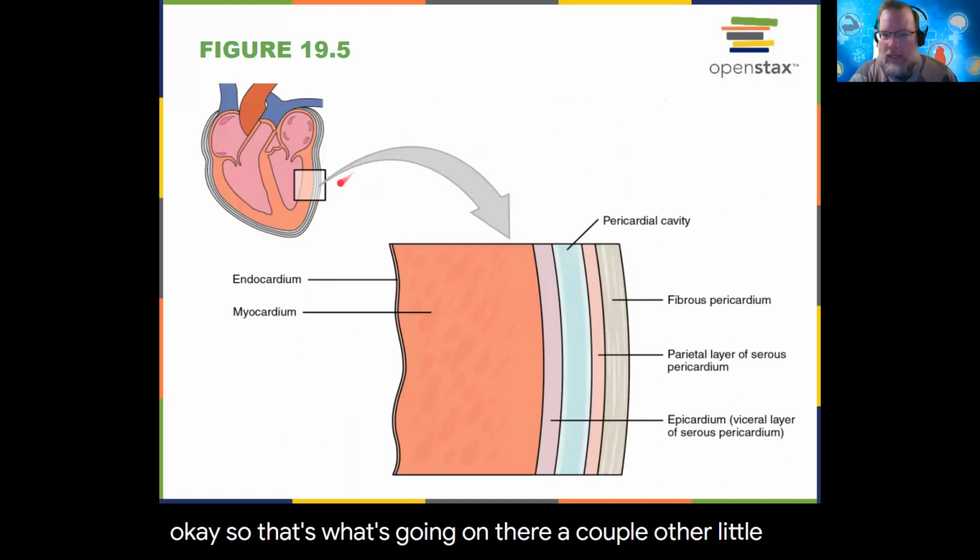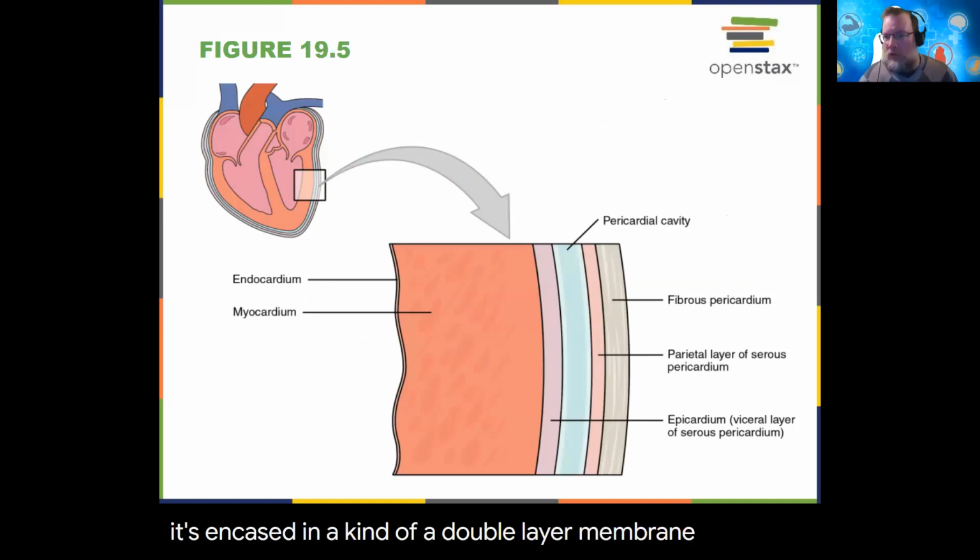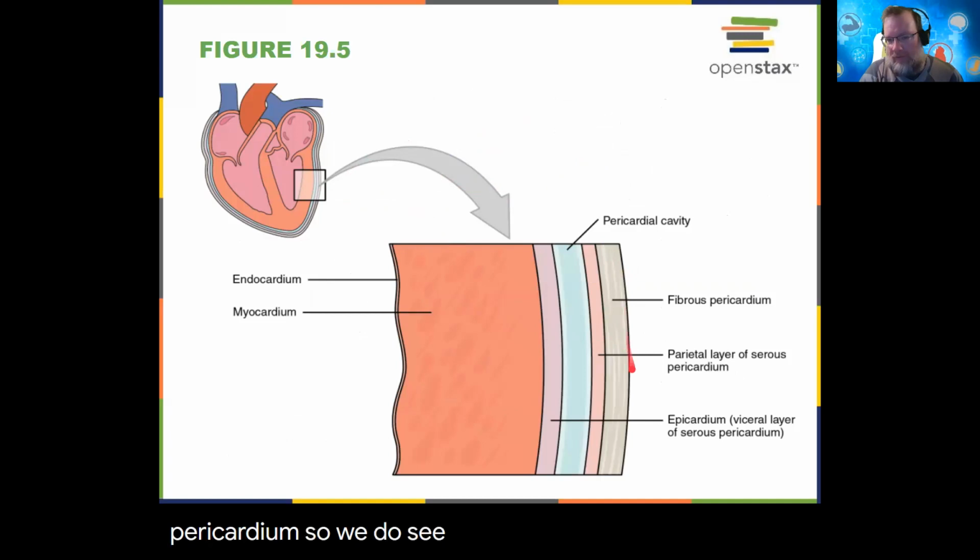A couple other little key items of note. Again, the heart is protected. It's encased in a kind of double layer membrane called the pericardium. So we do see what's called the fibrous pericardium, and then what we call the serous pericardium. Now, fibrous, just like it sounds, means there's a lot of fibers involved. So it's going to be the most superficial aspect of the pericardium. It's intrinsically connected with some of the surrounding tissues from other organs like the lungs or the diaphragm. So there's a strong outer layer of a sac surrounding the heart.